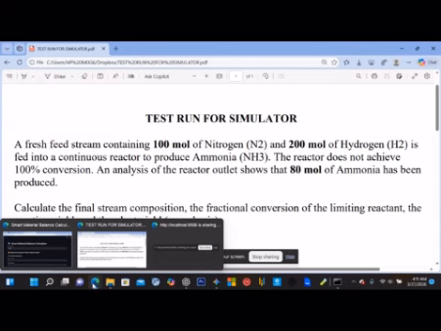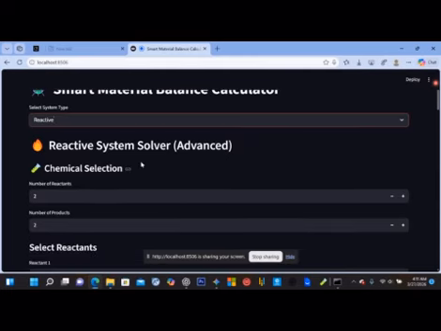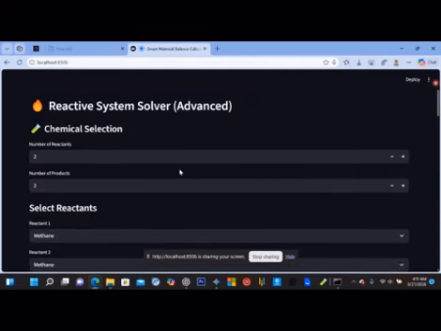So let's fast forward and move on to the Smart Material Balance Calculator. From here, let's specify a number of reactants, and we know the number of reactants is 2 from the reaction that was given in the equation. We want to produce ammonia and we just need 2 reactants, which are nitrogen and hydrogen. So the number of reactants here is 2. And for the number of products, we just want one product, which is ammonia gas. So reduce this to 2. Reduce this to 1.